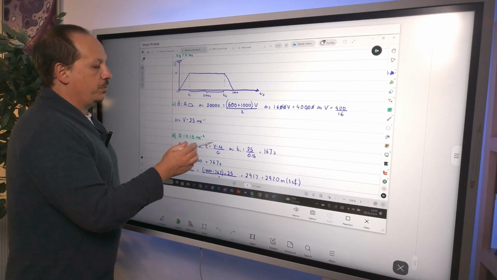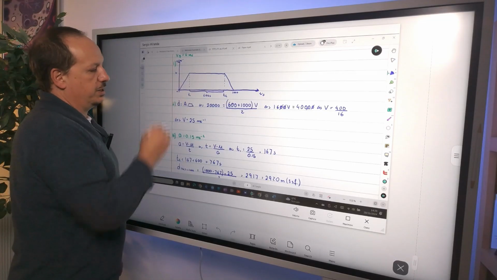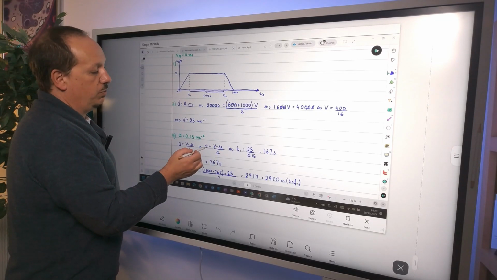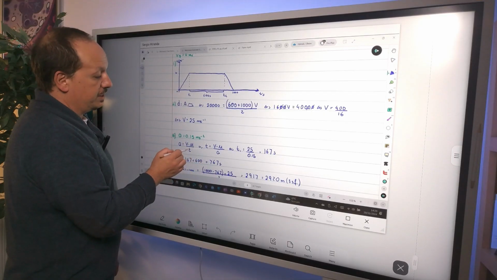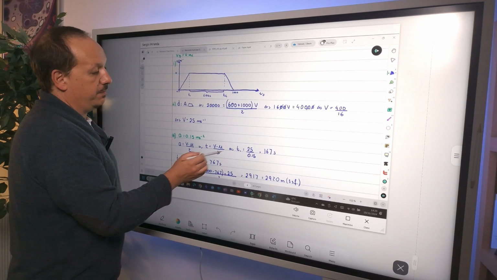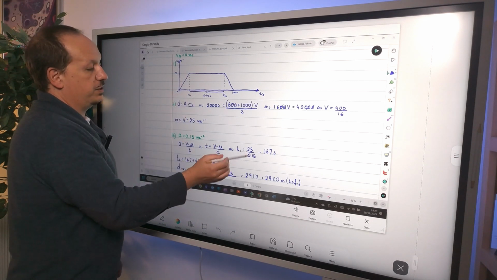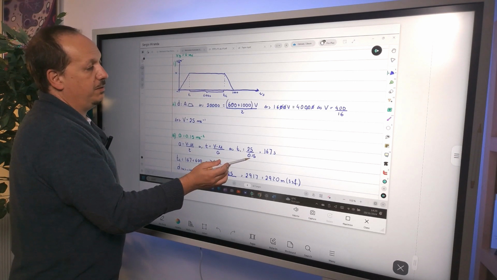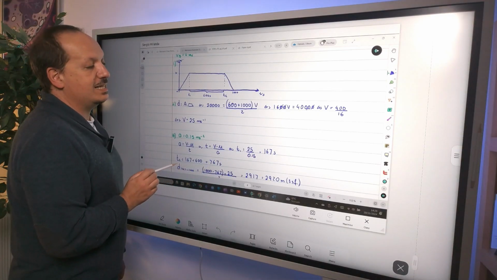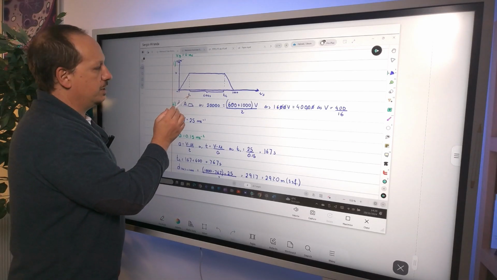The acceleration is v minus u over t, so basically the gradient of that. So rearranging this, u is 0. So the t is going to be v minus u over a. So 25 minus 0 over 0.15, right? And this is 167 seconds. So you already know this.